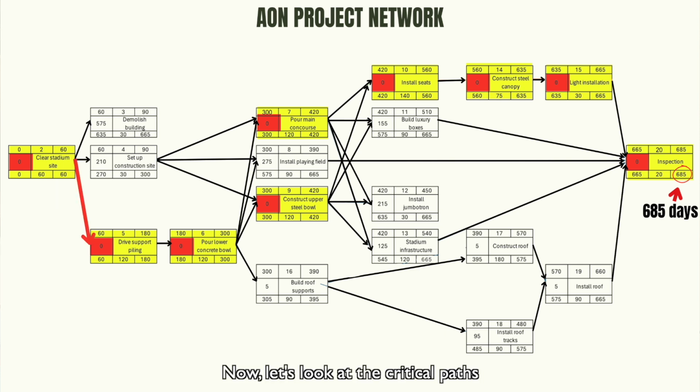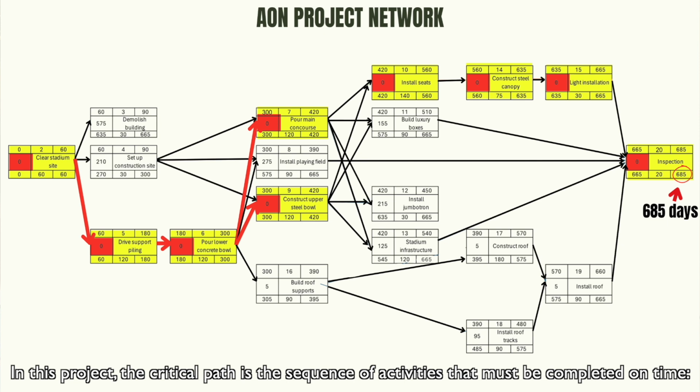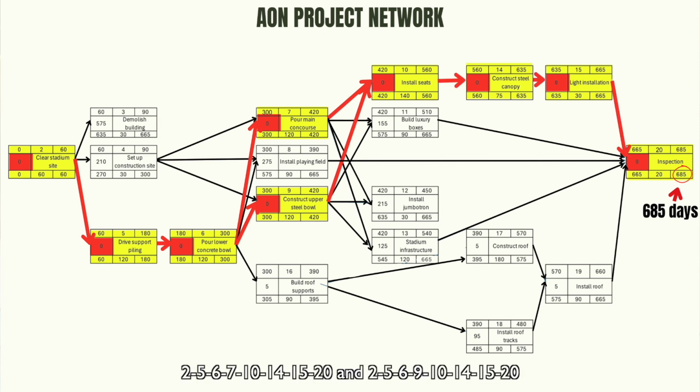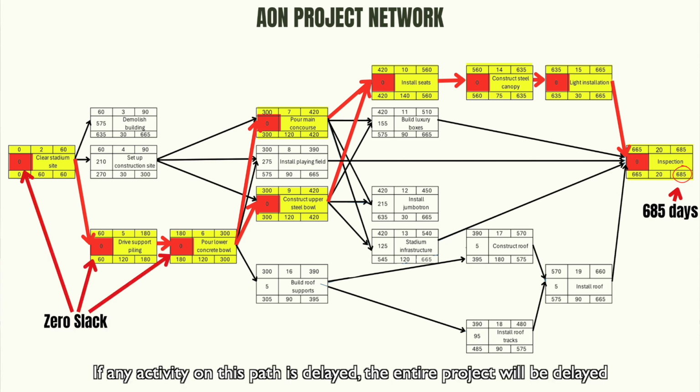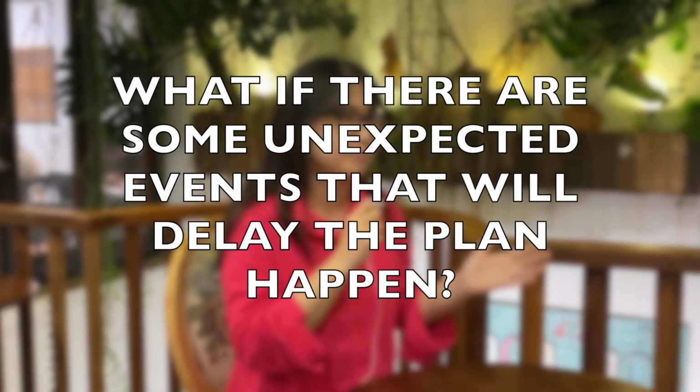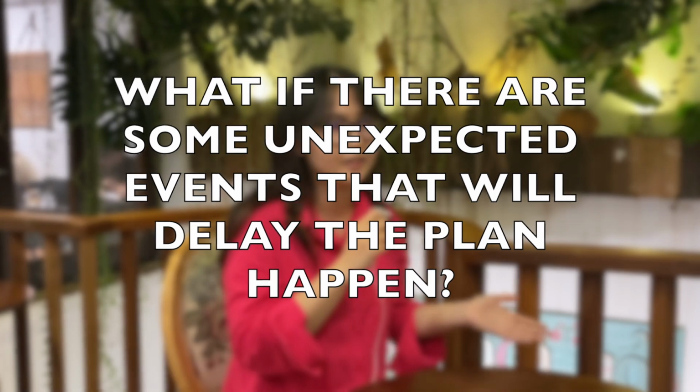Now, let's look at the critical path. In this project, the critical path is the sequence of activities that must be completed on time. This path controls the total project duration because of its zero slack. If any activity on this path is delayed, the entire project will be delayed. Oh, I see, but what if some unexpected events happen that delay the plan?